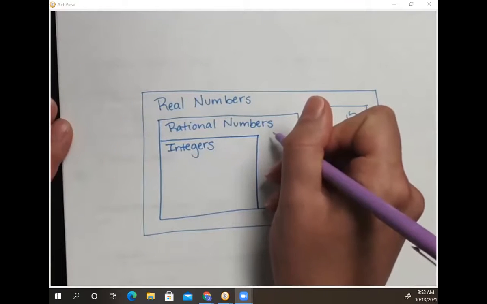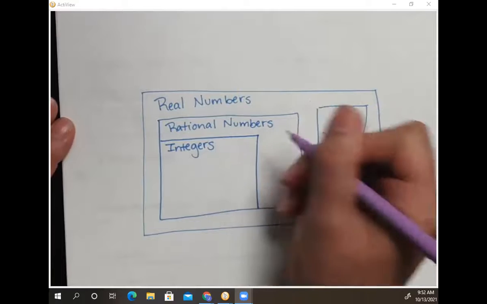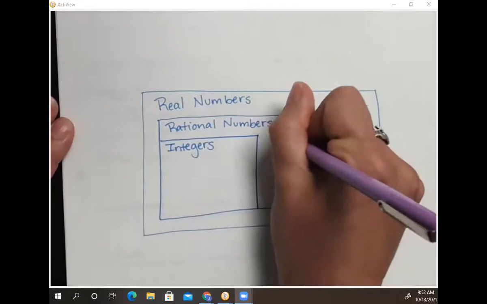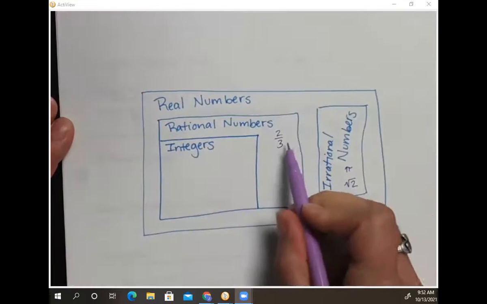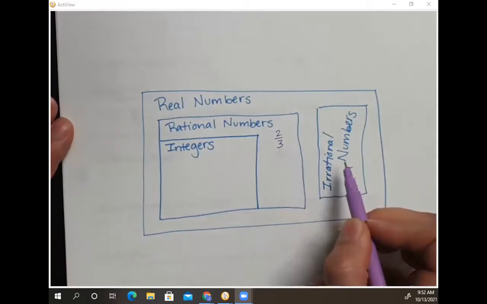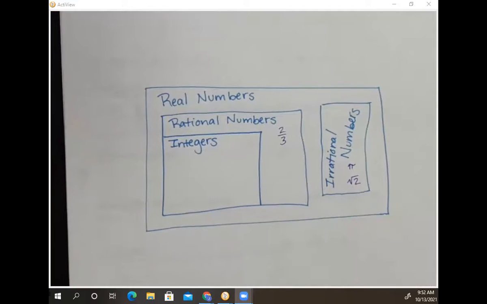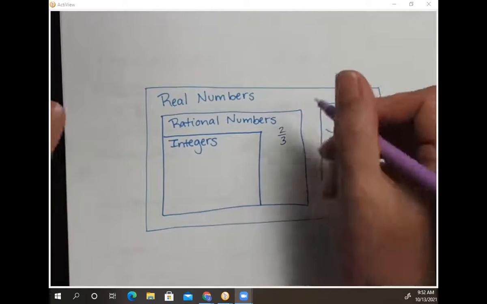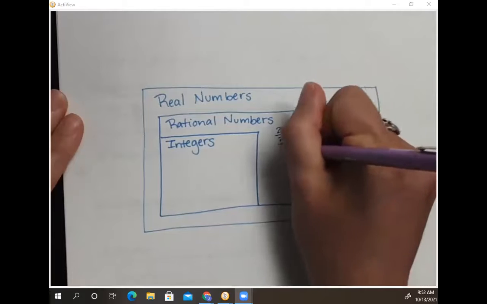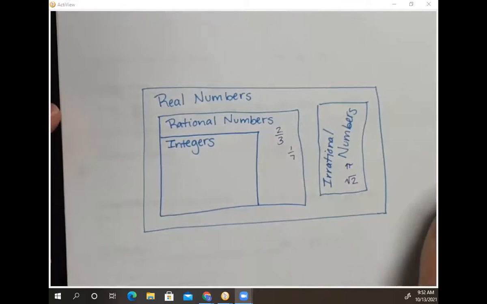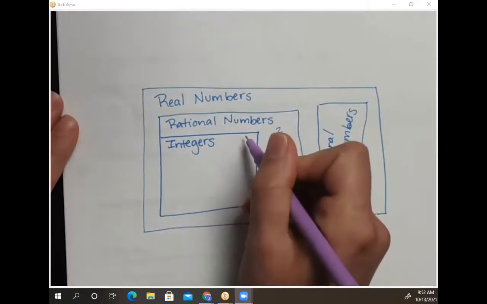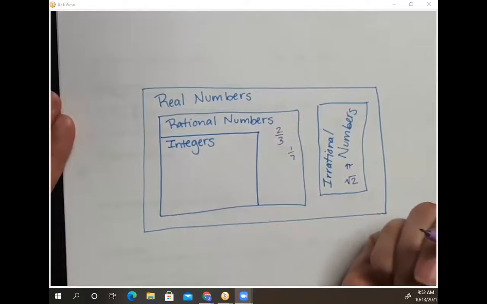Rational numbers are numbers that we could express as a fraction. So 2/3. I could type this in my calculator and get a decimal that would go on forever, but it's a repeating decimal because I can express it as a fraction instead. 1/7 would be a rational number. Inside of the rational numbers are numbers that we call integers.